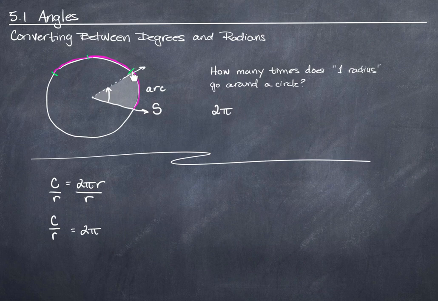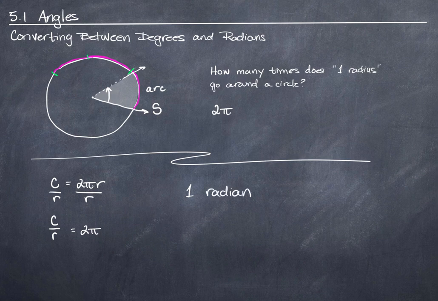Okay, so I was really aiming for that green mark, that first place where I said that's the length of my string. So that angle, because it's as far as I can get by going along the outside of the circle using the same length as the radius, we're going to call that a radian, 1 radian.